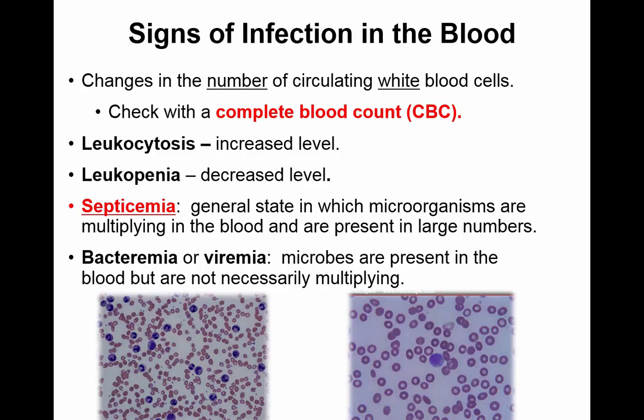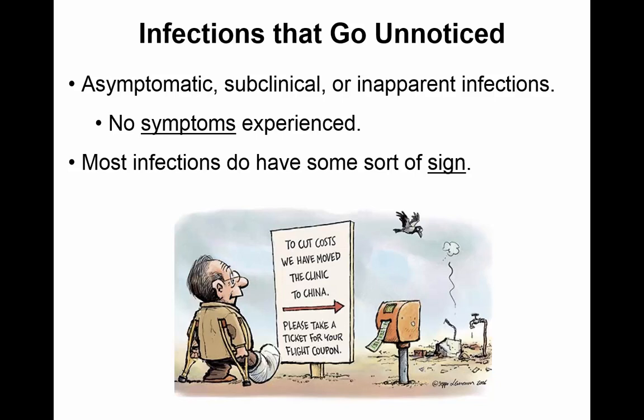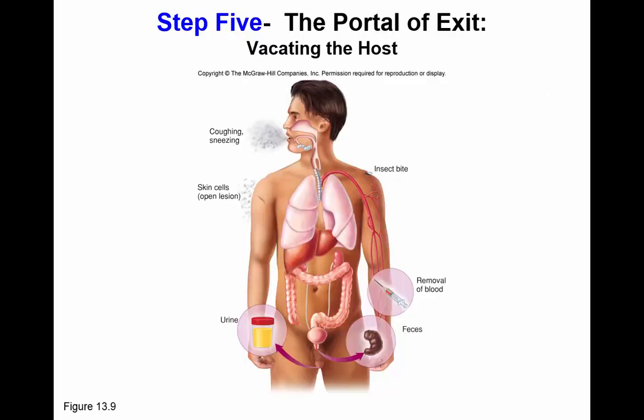Septicemia is something you need to know. That's where the microorganisms are multiplying in your blood, and there are a lot of them. If you're septicemic, we need to be familiar with that term. Sometimes you don't have any symptoms. You are asymptomatic, and these can be very dangerous because you can be spreading the microbial infections around. But most of your microbes do have a sign of some sort.